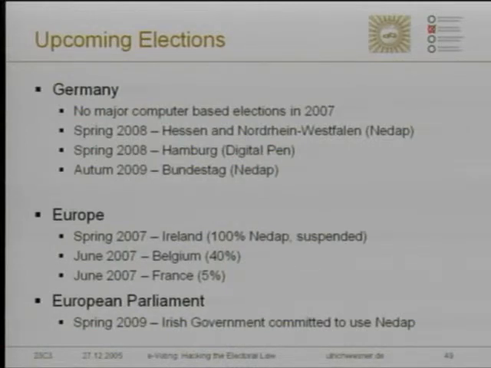Local elections in Hessen and Nordrhein-Westfalen. There's the digital pen election in Hamburg in 2008. And in autumn 2009, there's the next Bundestag election, when hopefully we got rid of NEDAP by then. In Europe, this spring, there's elections in Ireland, and that's the country where they have NEDAPs across the country, but where the use is suspended.